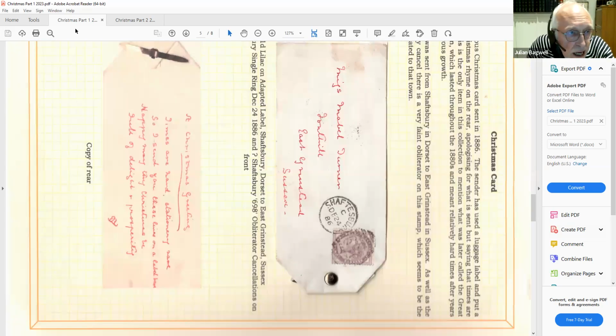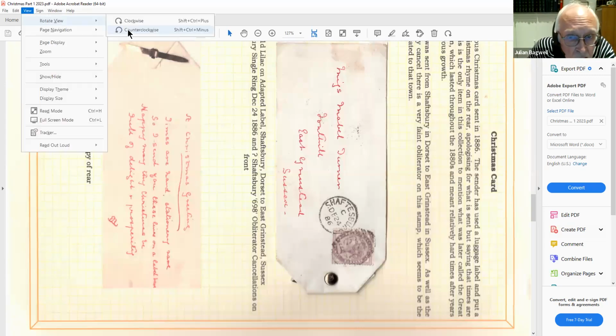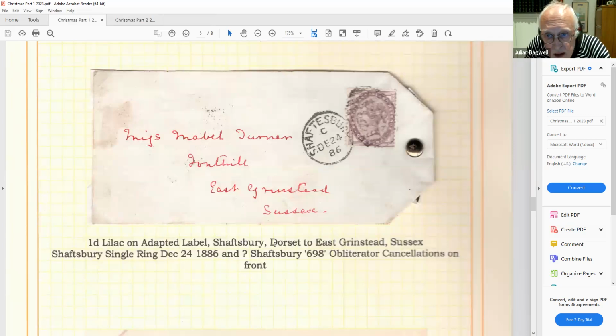Now I've got to go back again, so just bear with me. Now this is a rather interesting little item. This was sent in December 1886, and it's basically a luggage label. And you can see here it was sent from Shaftesbury in Dorset to East Grinstead in Sussex. And it's basically a homemade Christmas greeting, I suppose you'd say, rather than Christmas card.